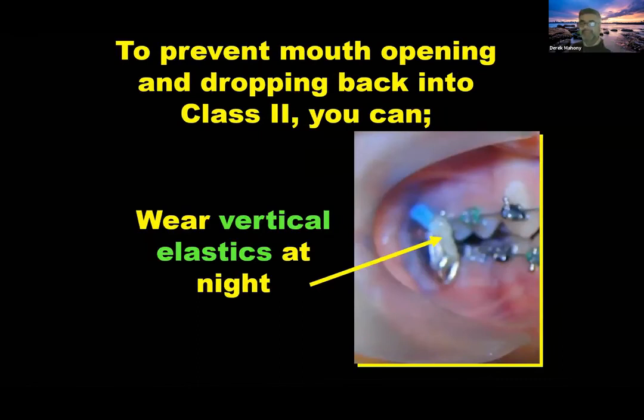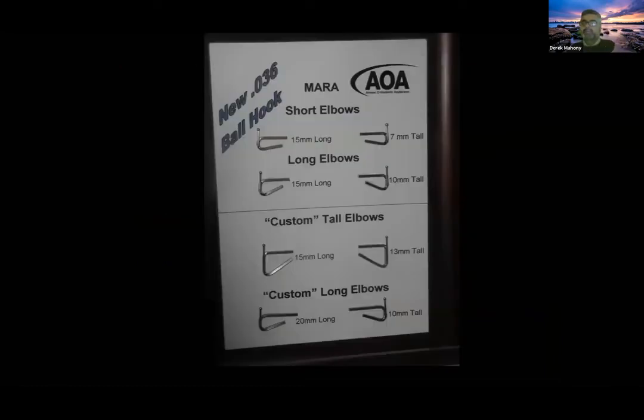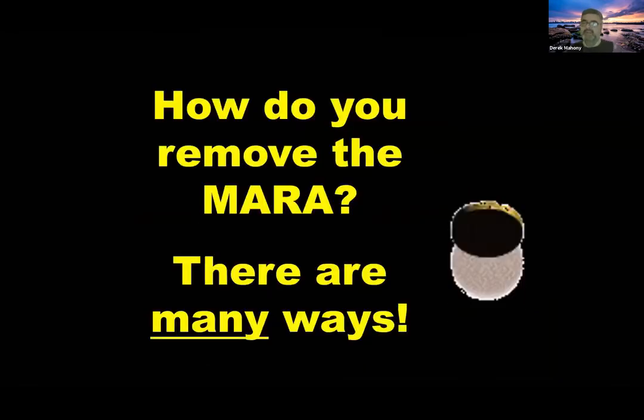In the mouth breathers, I get them to wear an elastic between the elbow and the arm. That just stops them from dropping the mandible back. Or you can use longer vertical legs on your elbow. Ormco, who make the MARA through their lab called AOA, are very helpful at helping you select the right design.